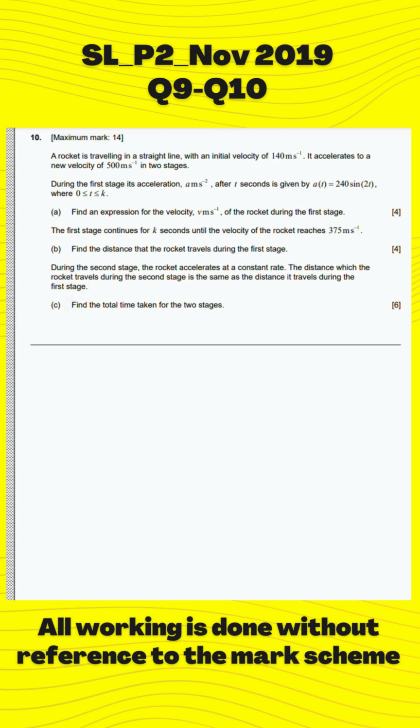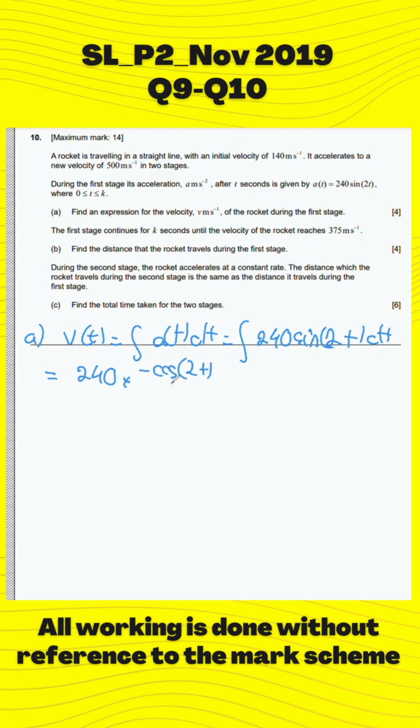Okay, question 10. A. Find the expression for velocity. Okay, so we know that the velocity will be the integration of the acceleration. So it will be the integration of 240 times sine 2t dt. So it will be 240 multiplied by negative cos 2t divided by 2, plus c. So simplified, it will be negative 120 cos 2t plus c. We know that the initial velocity is 140, that means when t is 0, the velocity is 140.